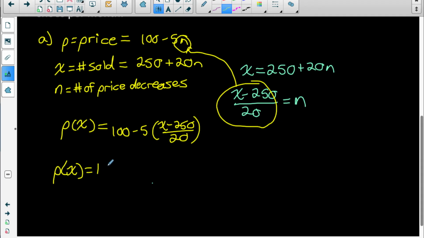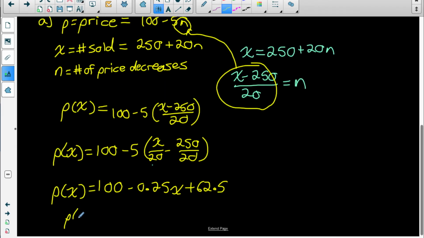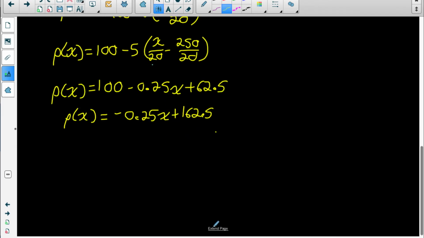So P at x, I'll simplify this a little bit. P at x equals 100 minus 5 times, now the x and the 250 are both being divided by 20, and then I'll distribute and simplify. P at x equals, and then I can collect my like terms. P at x equals, that's the price function.